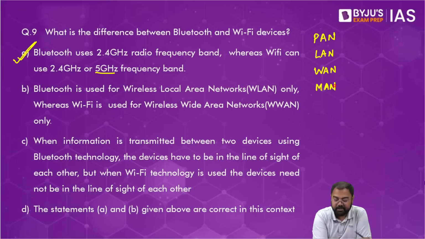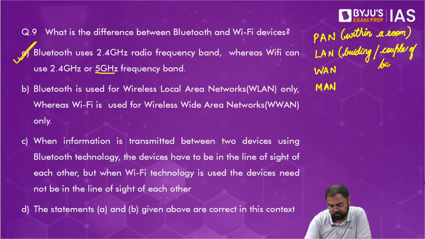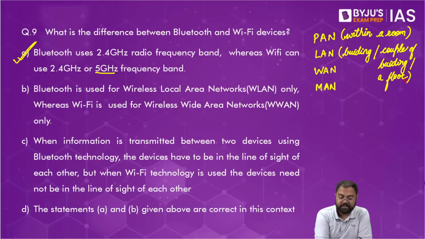All of this is on the basis of the kinds of network that you have, or the range of the network. Personal area network is basically something which is within a room. Local area network could be one building or maybe a couple of buildings, or maybe just a floor. So that is what local area network would have connection to.